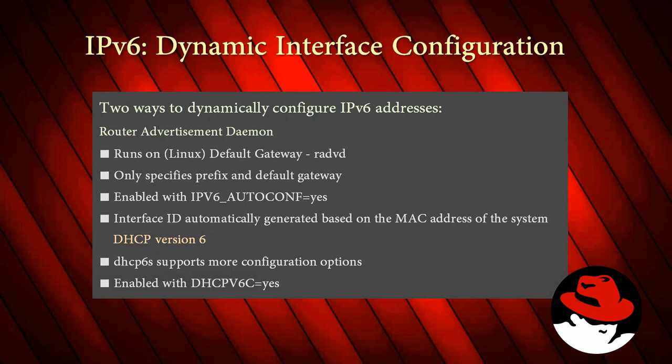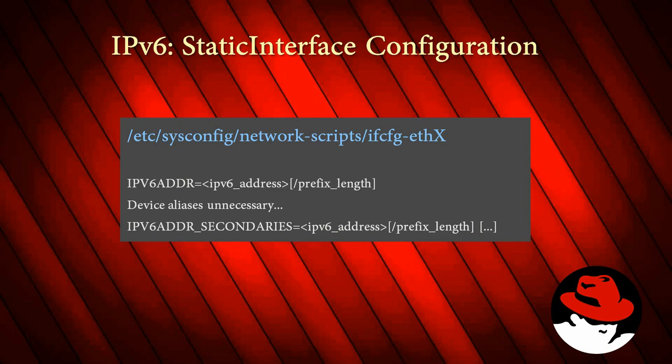The interface ID is automatically generated based on the MAC address, the physical address of your system, or DHCP. It supports more configuration and so on. You can move with further configuration. It's not a very difficult thing. The static interface configuration could be followed up here in this path.